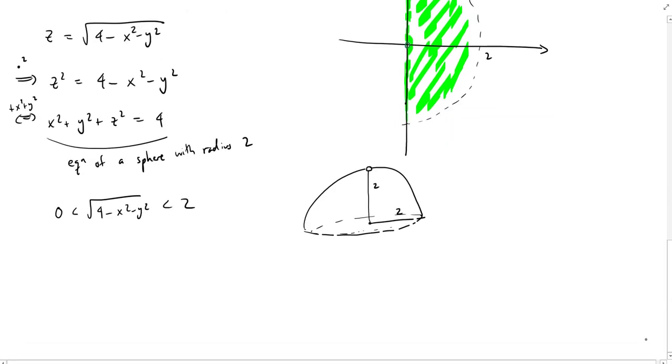And so if we invert, inverting is going to switch the direction of the inequalities. So first I get 1/2 is less than 1 over root 4 minus x squared minus y squared, which is less than, well, inverting 0 in this case means we're going to go to infinity, because we're approaching from the positive direction. So we know that for values of x and y in our domain, this function 1 over root 4 minus x squared minus y squared is going to hit every value between 1/2 and infinity. And so this is our range.